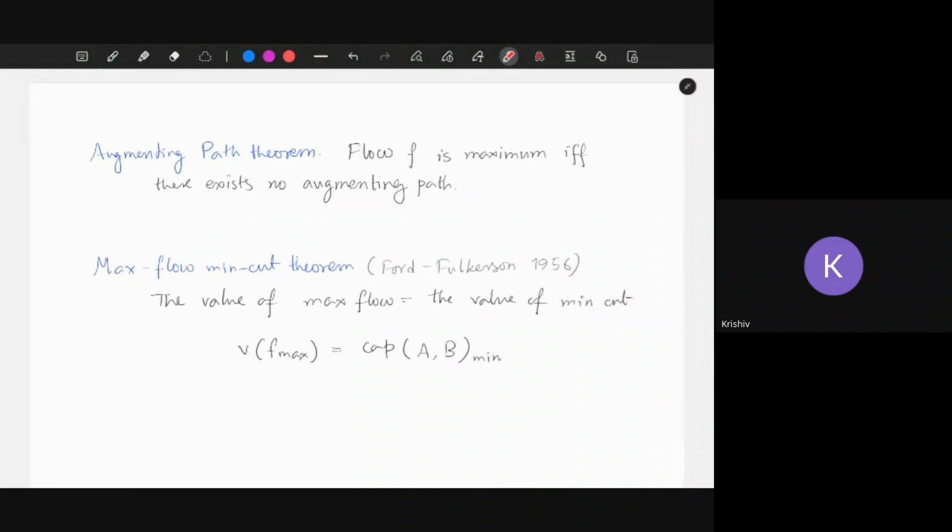Alright. Ford and Fulkerson showed in 1956 that this equality can be achieved through their algorithm.